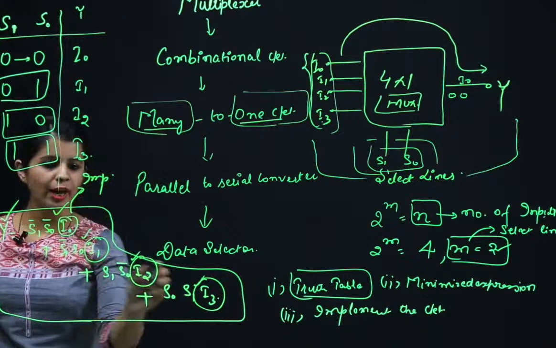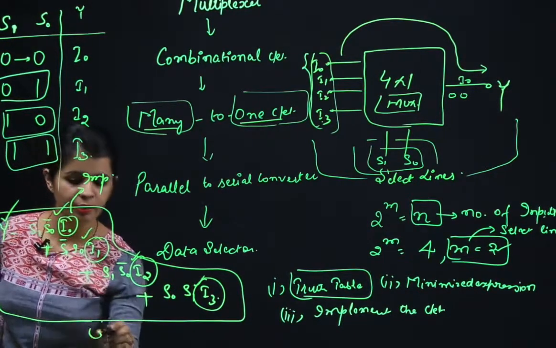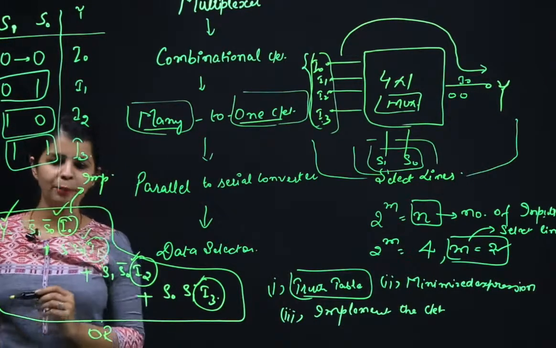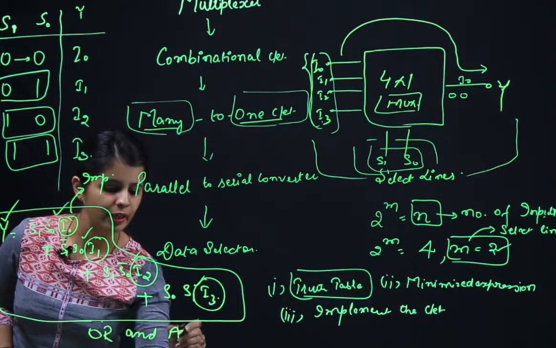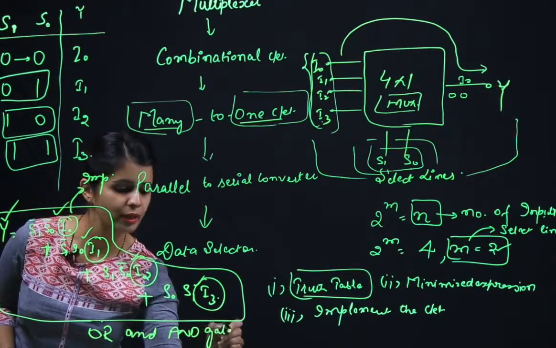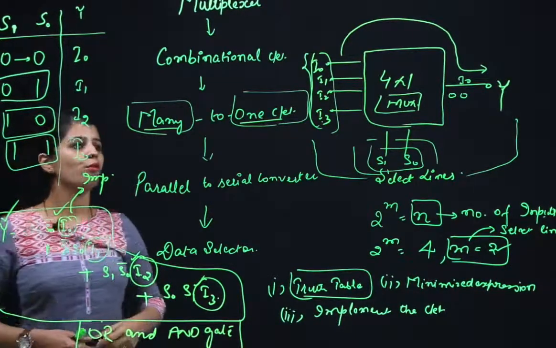And what gates do we need to add for this? For the implementation we'll have OR gates and AND gates. So by using these 2 gates we can very easily implement the circuitry of the 4:1 mux.